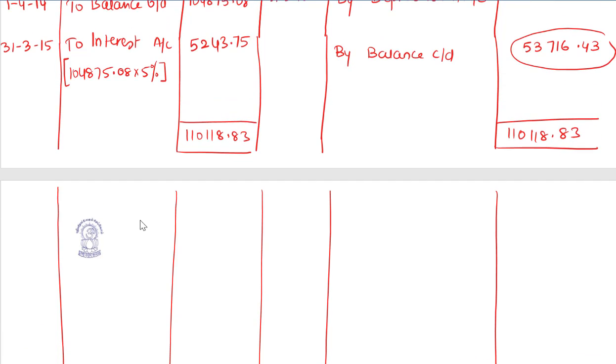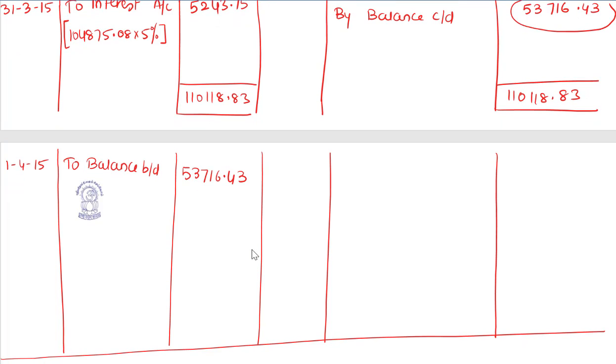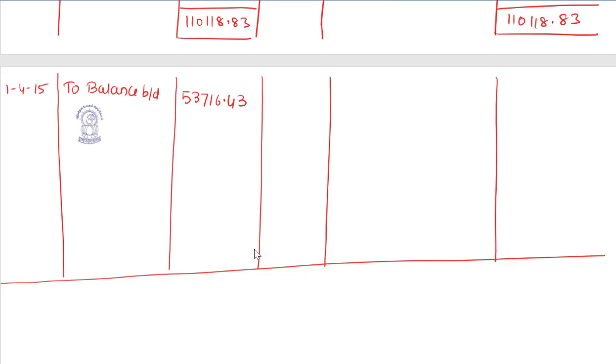Let's write opening balance over here. 53716.43 opening balance. To balance brought down, 1st of April 2015. To balance brought down 53716.43. We need to charge interest on this amount at the rate of 5% to interest account.